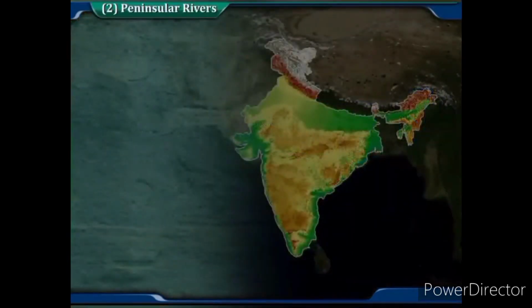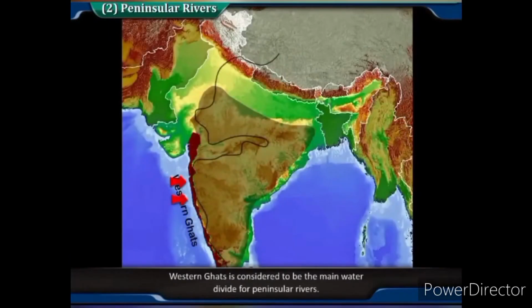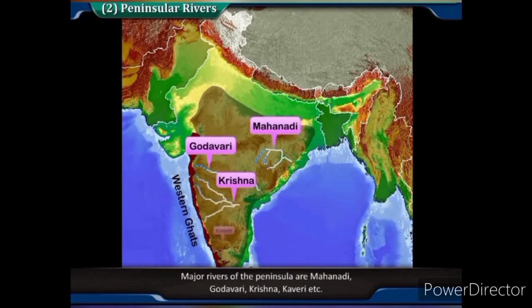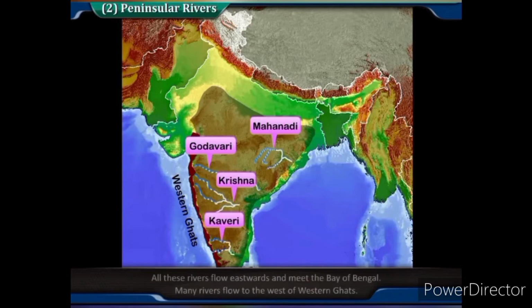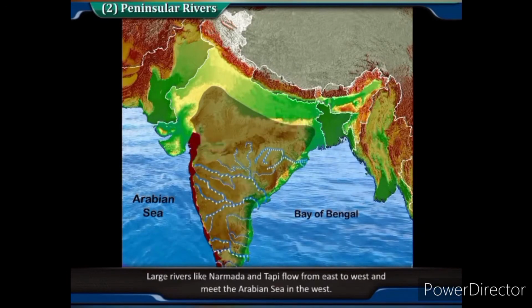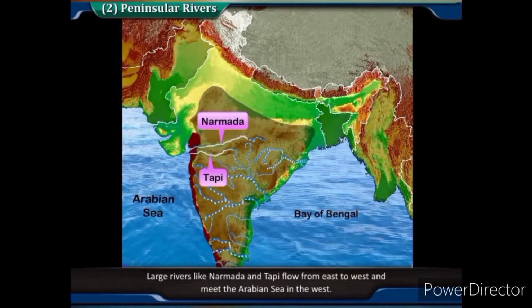2. Peninsular rivers. Western Ghats is considered to be the main water divide for peninsular rivers. Major rivers of the peninsula are Mahanadi, Godavari, Krishna, Kaveri, etc. All these rivers flow eastwards and meet the Bay of Bengal. Many rivers flow to the west of Western Ghats. Large rivers like Narmada and Tapi flow from east to west and meet the Arabian Sea in the west.